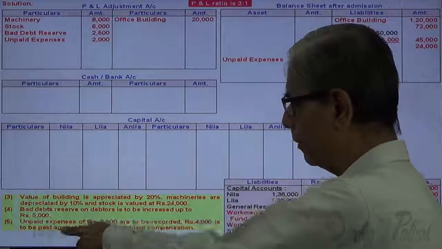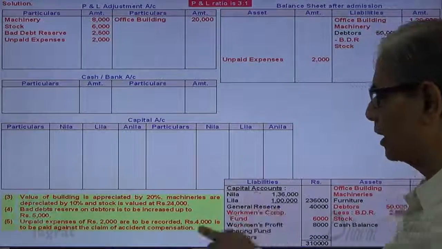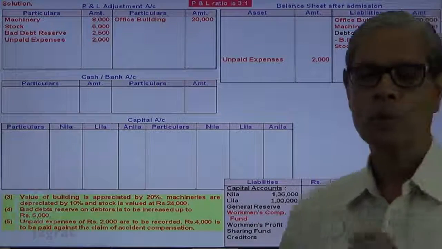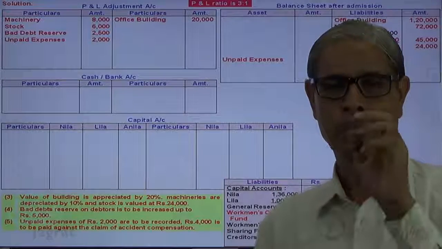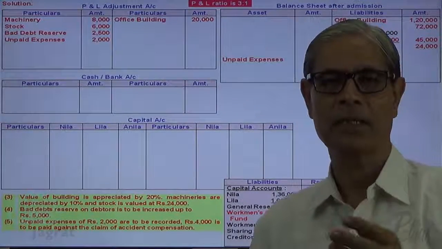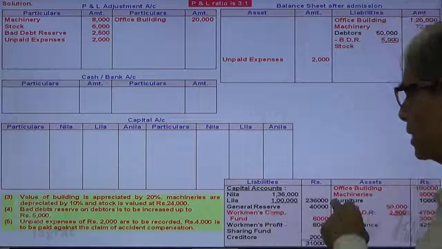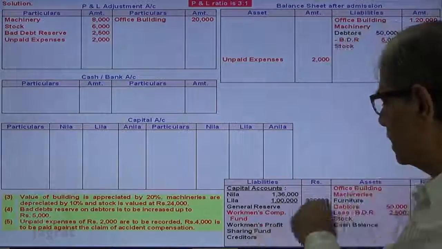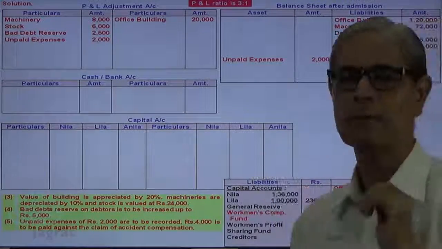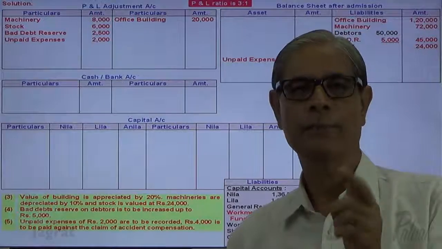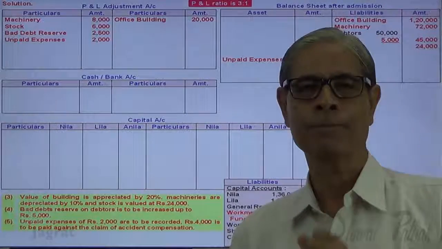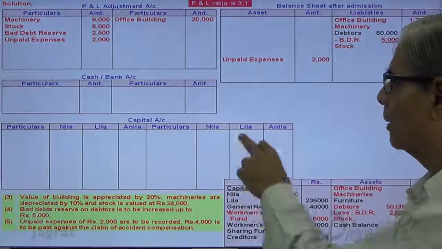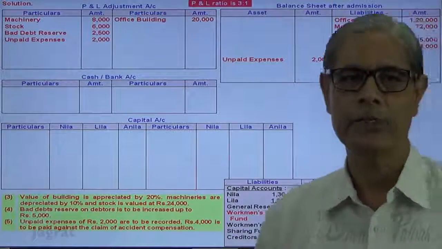4,000 is to be paid against the claim for compensation, work accident compensation. Now workman compensation fund exists 6,000. So provision for giving compensation that exists in the balance sheet is 6,000. That provision was made out of profit. Against this provision, liability exists only 4,000. So there is a provision more than the liability to the extent of 2,000 that may be identified as surplus, and that surplus gets distributed amongst all partners in their old profit sharing ratio.